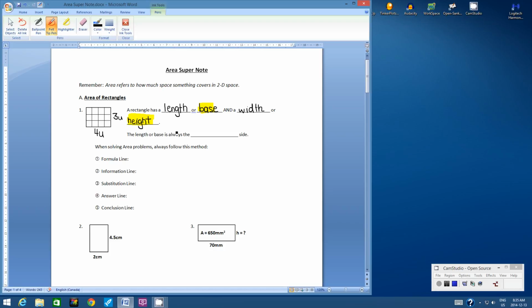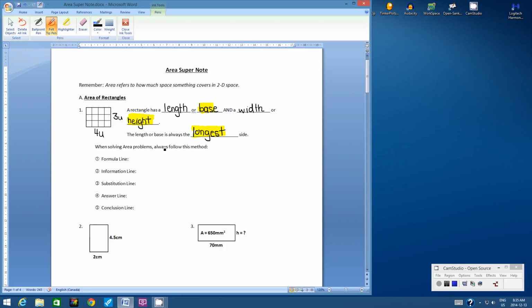The length or base is always the longest side. Okay, very important. The length or base is always the longest side. So when we look at our model here, we have one measurement of 3 units and one measurement of 4 units. So the base will be 4 units because it is the longest side.